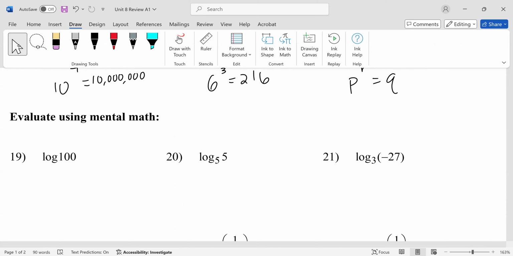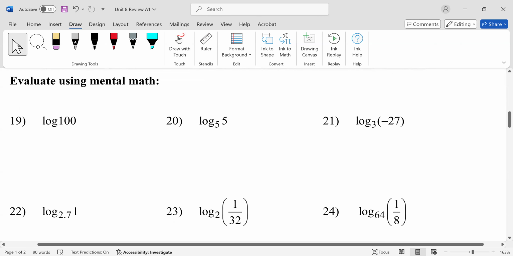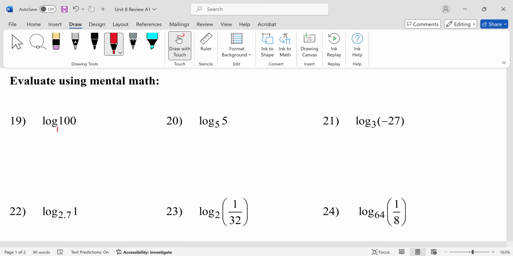All right, now let's talk about evaluating. And you don't need a calculator for this. Guys, if the base is blank, I should imagine a 10 there. So 10 to the power of what gives you 100? 2, so the answer is 2. 10 to the power of 2 gives you 100. 5 to the power of what gives you 5? 1. Okay, this is where some people got stuck.